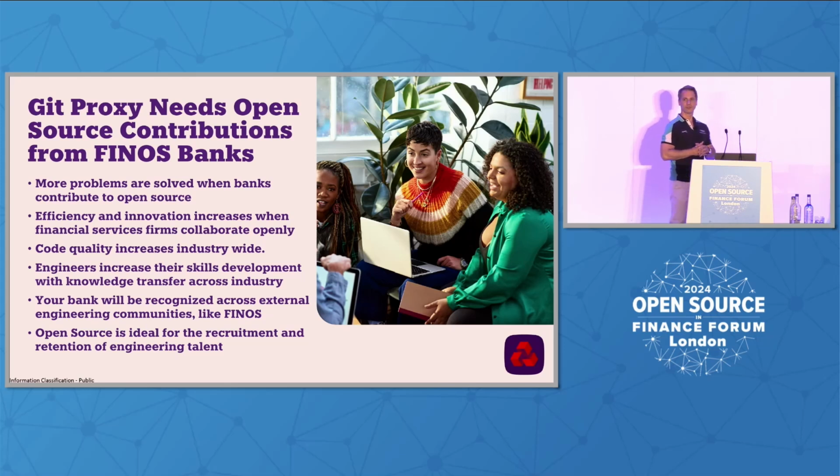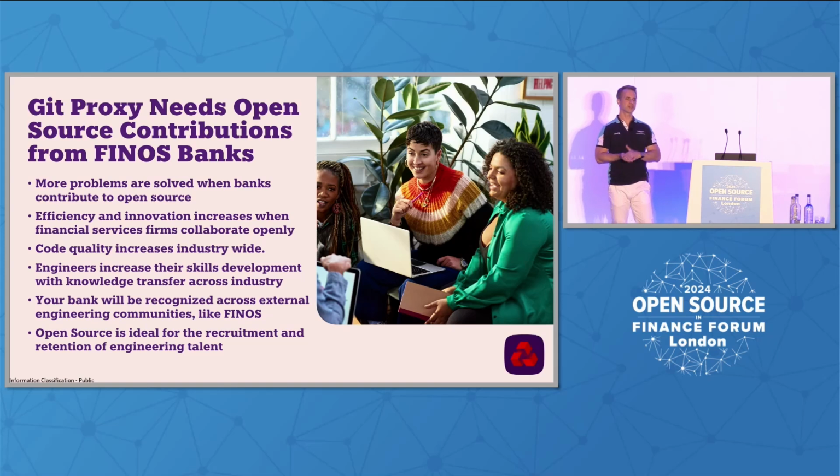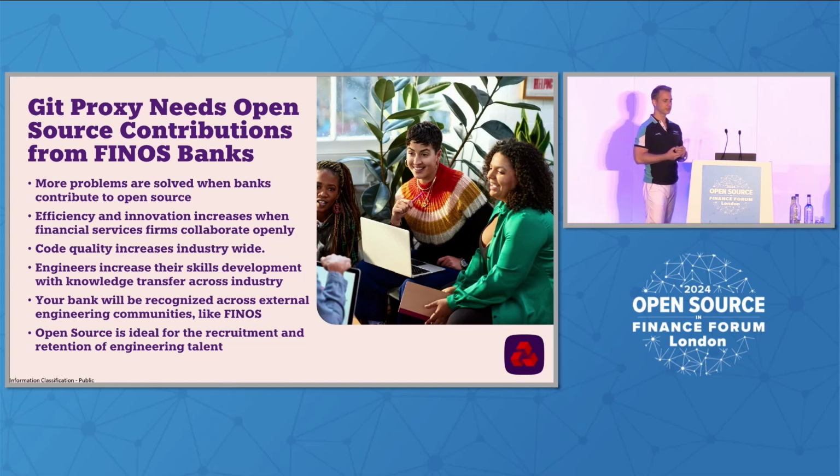So I also like to come to you with an ask. Actually, Git Proxy needs open source contributions from FINOS banks. So we have a few financial services already contributing, like Citi, like NatWest, like RBC. But the request to all of you is to come together and support this project, because this will enable the whole financial services industry. It is like multiplying through the industry and making our engineering safer, more mature, and enabling us to tap into that value which is on the table at the moment in the open source programs or repositories.